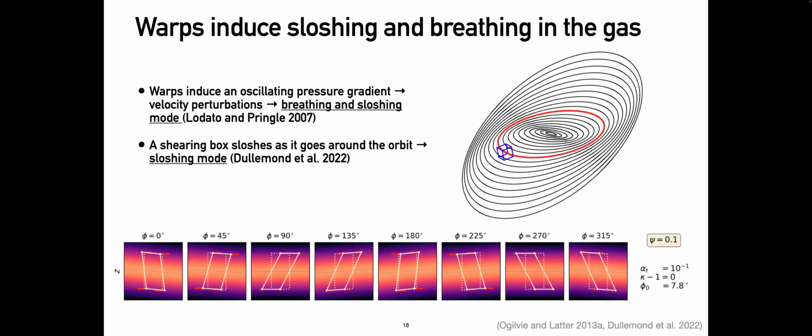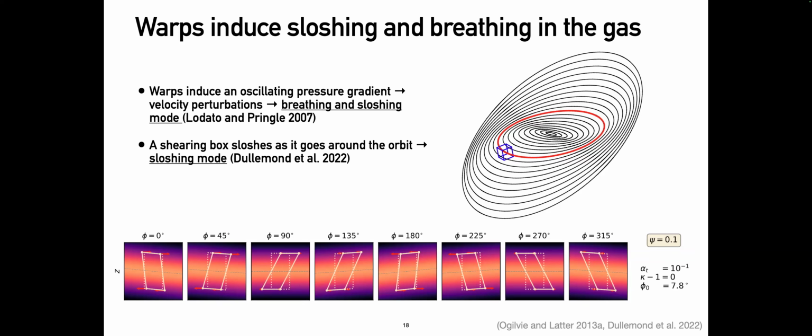And then as it goes another quarter of an orbit, it's now towards the top left of the red ring. The orbits come closer together again, and so that effect has minimized. So as this little tiny box is going around, it feels this oscillating radial pressure gradient because the orbits are further and then close and then further and then close as it is going around, due to that geometry of the warp. This oscillating pressure gradient launches velocity perturbations, which in turn launch these breathing and sloshing modes.